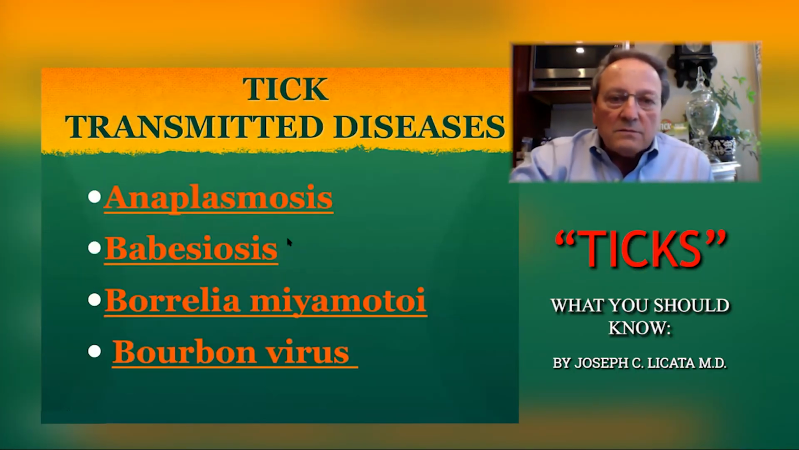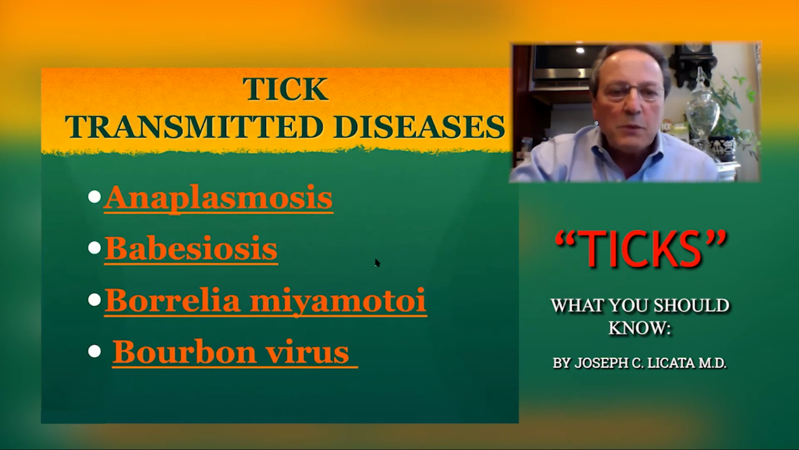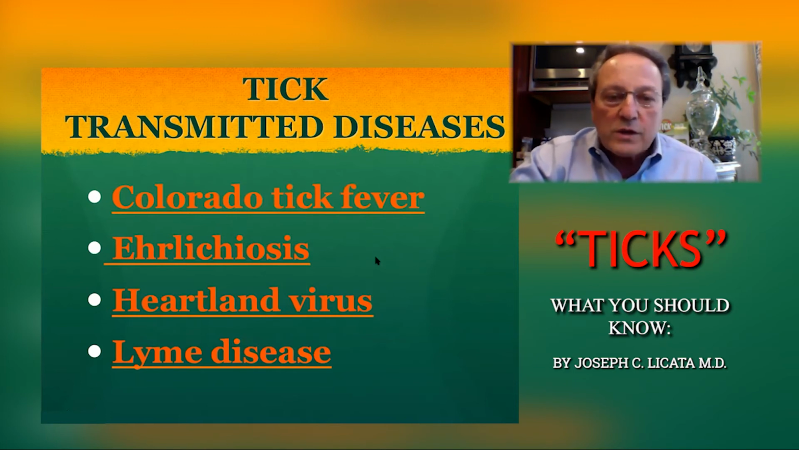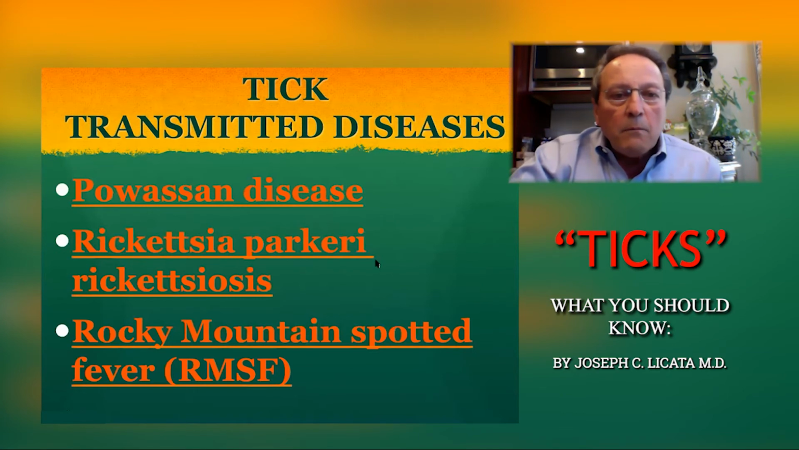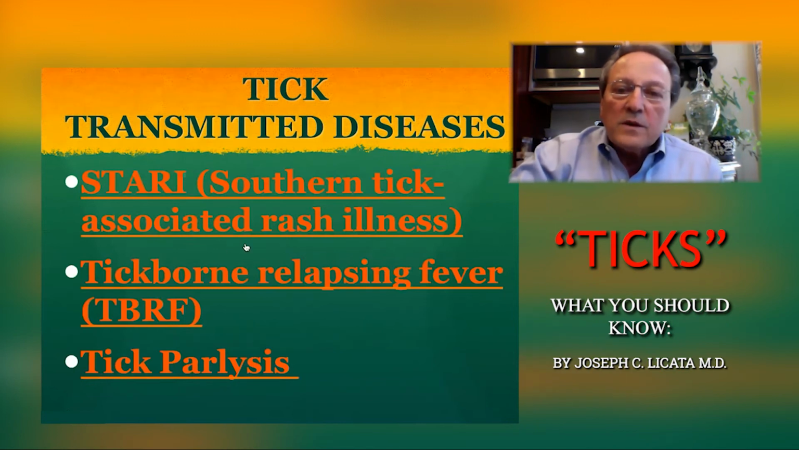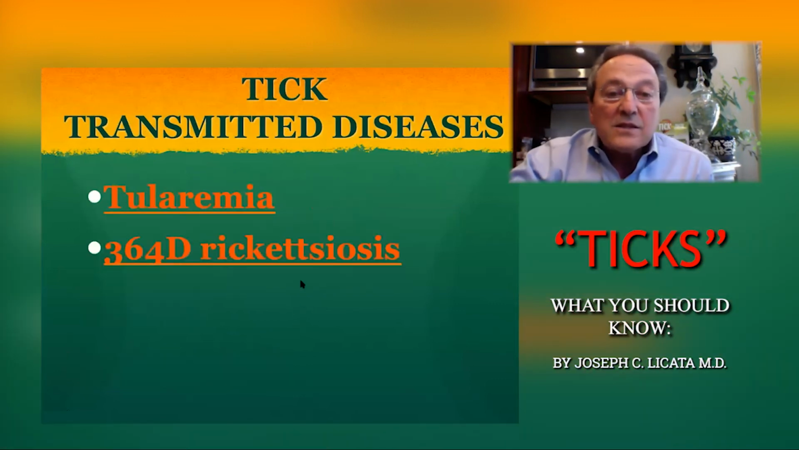I also listed the multitude of tick-borne illnesses that ticks can give. I'm not going to go into each one of these, but just so that you know how varied an array of illnesses they can transmit: anaplasmosis, babesiosis, Borrelia, Bourbon virus, Colorado tick fever, ehrlichiosis, Heartland virus, Lyme disease, Powassan disease, rickettsia, Rocky Mountain spotted fever, southern tick-associated rash illness, tick-borne relapsing fever, tick paralysis, tularemia, 364D rickettsiosis.